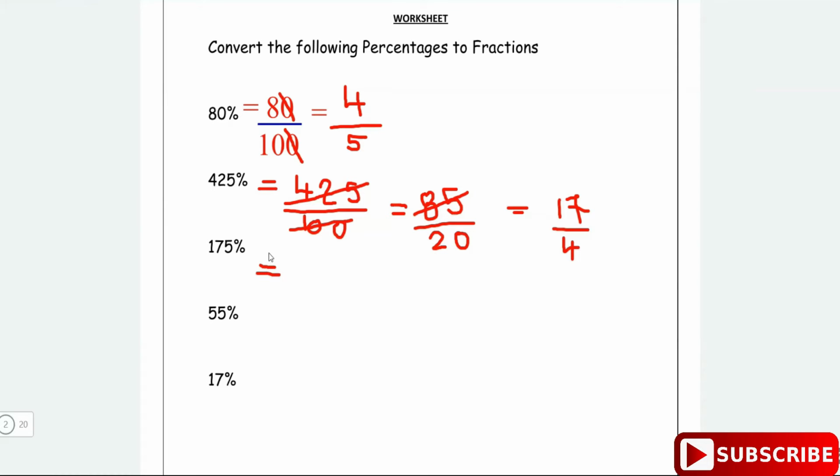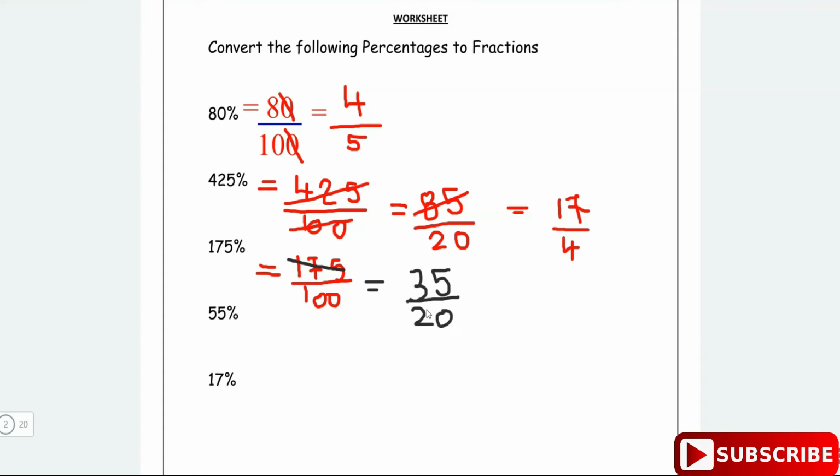175%. 175% means 175 being divided by 100. All right, so every time you're converting a percentage to a fraction, you just divide it by 100 and then you simplify. Now 5 into 17 goes 3 times with remainder 2. 5 into 25 goes 5 times. Then 5 into 100 goes 20 times.